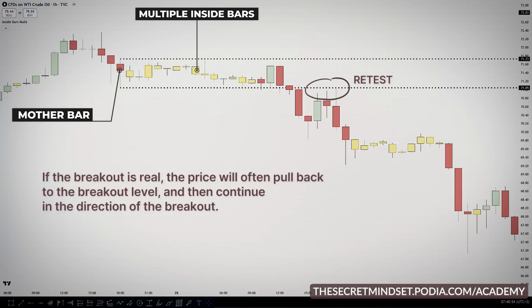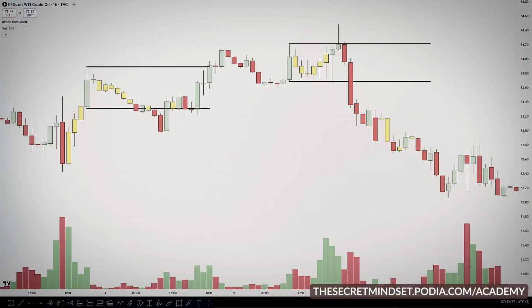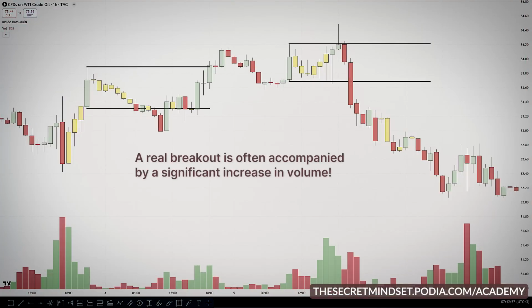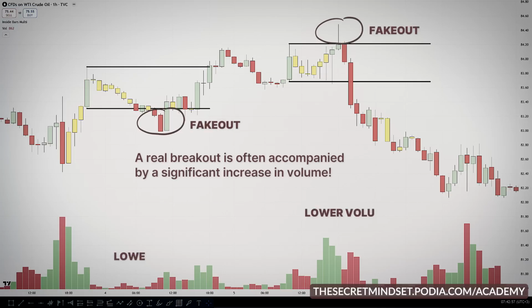If the breakout is real, the price will often pull back to the breakout level and then continue in the direction of the breakout. If the price breaks out and then quickly reverses, it's a sign that the breakout was false. And second, a real breakout is often accompanied by a significant increase in volume. If the breakout candle forms but there's no increase in volume, it could be a sign that the breakout is weak and likely to reverse.